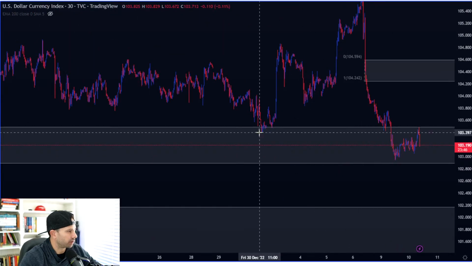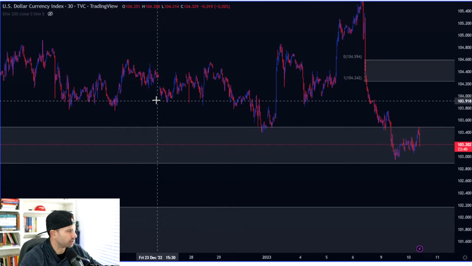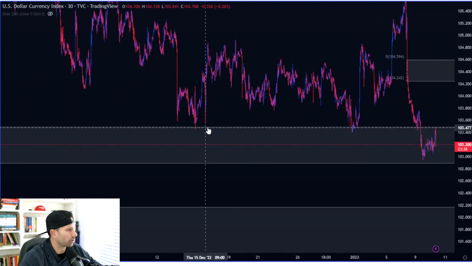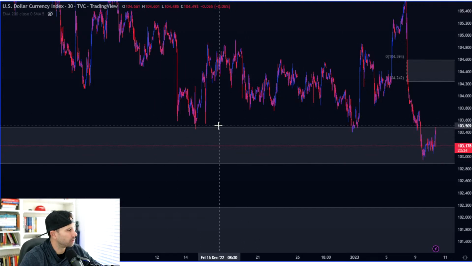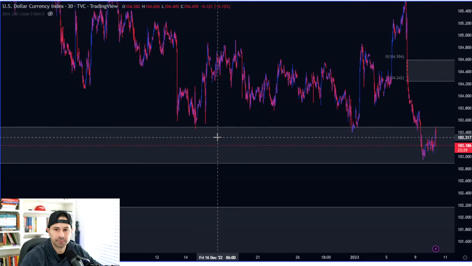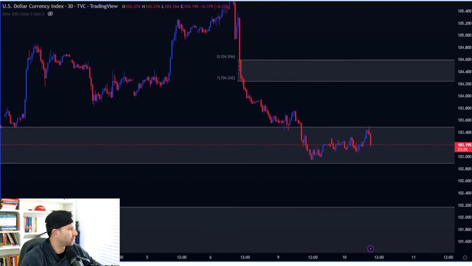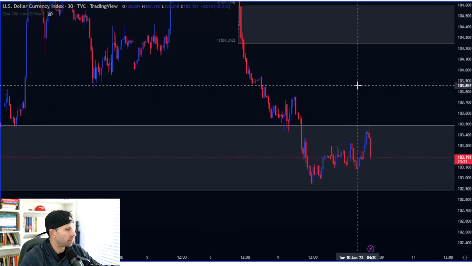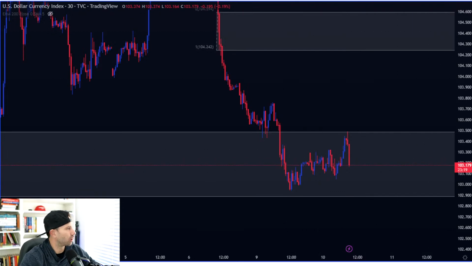Like for instance here, see that? Came here and immediately, after a few hours, just shot up, because there was an overwhelming amount of orders here on the buy side. All right, so that's the dollar. I am neutral, bearish on the equity markets based on the dollar.